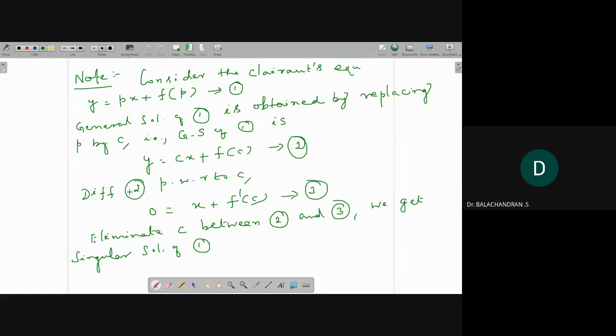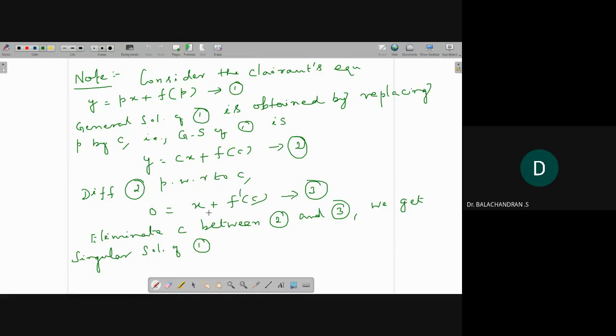Okay, now you should differentiate equation 2 partially with respect to c. As you did in envelopes, it is a similar process. So if you differentiate partially with respect to c, you get 0 equal to x plus f dash of c. So now eliminate c between 2 and 3. We get the singular solution of 1. So you can use any method to find a singular solution. But if you use this method, you'll get the answer quickly. So that's why I'm going to use this idea.